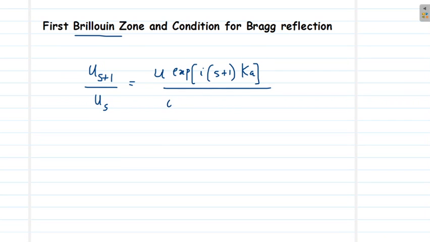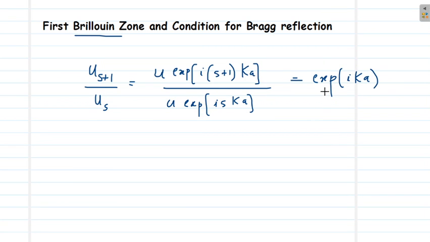For that, let us consider the ratio of displacements of two successive planes. We have said that u_(s+1) is the displacement of the (s+1)th plane and u_s is the displacement of the s-th plane. So the relative displacement between these two planes is given by u_(s+1) over u_s, which is u exponential i(s+1)Ka divided by u exponential i sKa, where K is the wave vector. So this is equal to exponential iKa.